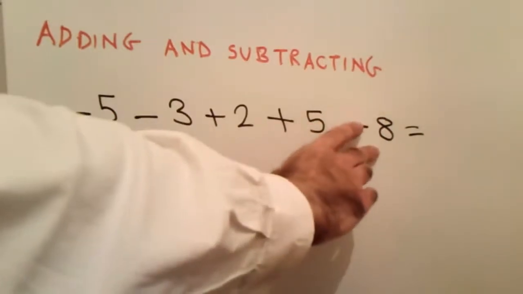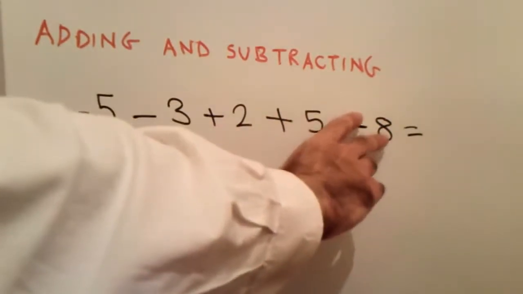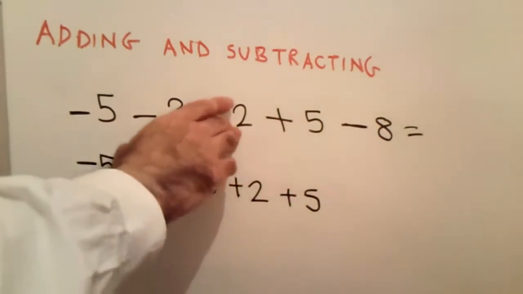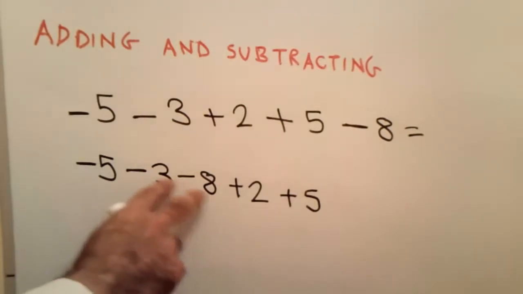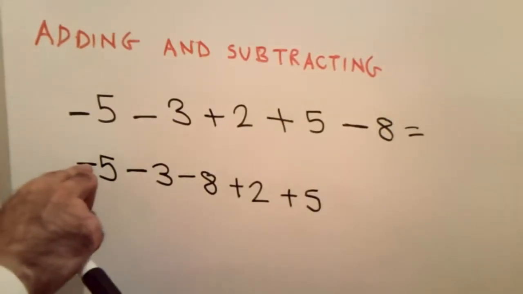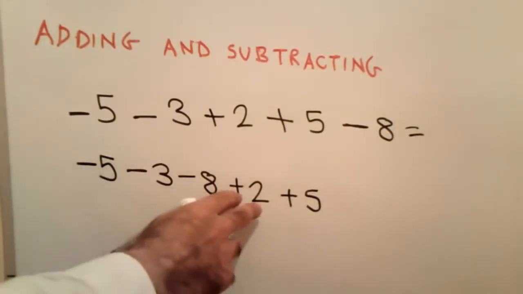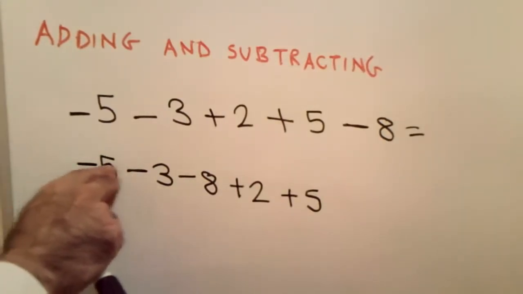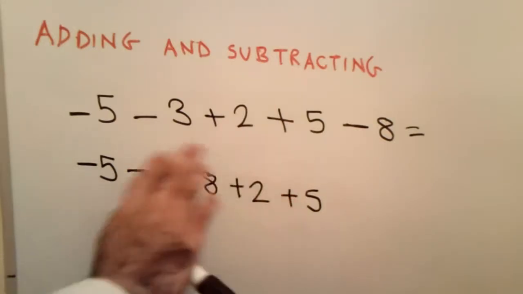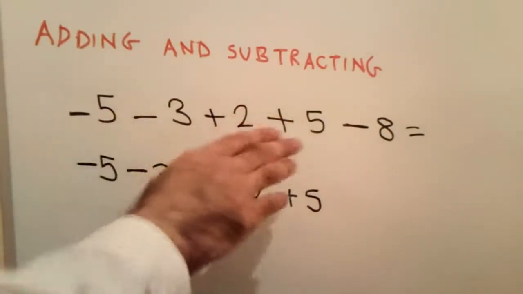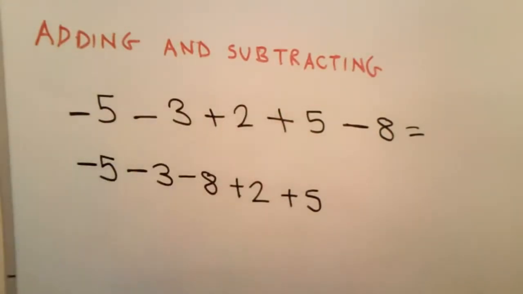Once we know what's on the left hand side, we can juggle these around in any order we like. We could have easily put -8 here, take away 5, take away 3, for example, or we could have put +2 here, +2 take away 5, take away 3, take away 8, add 5, for example. It's just knowing what's on the left hand side, and then we can juggle them around in any order we like.